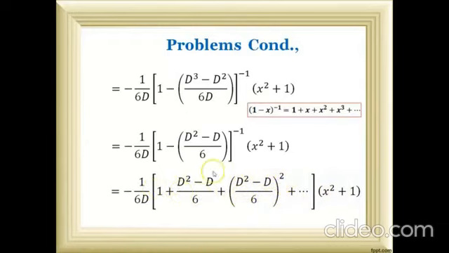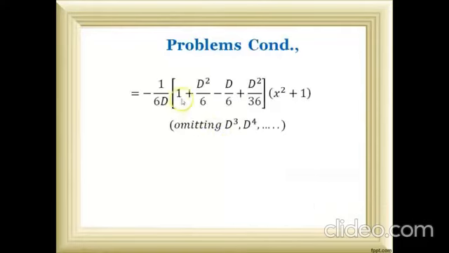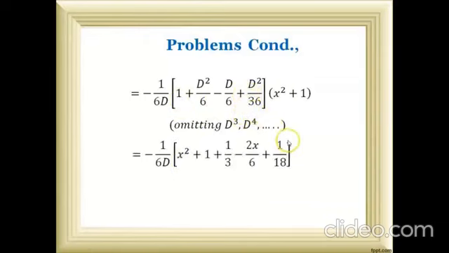And here overall in this particular one, we want to take it only 1 plus D square by 6 minus D by 6. In this particular 1 plus D square by 36. Look at the next step. Yeah, this is the simplification of the previous one.